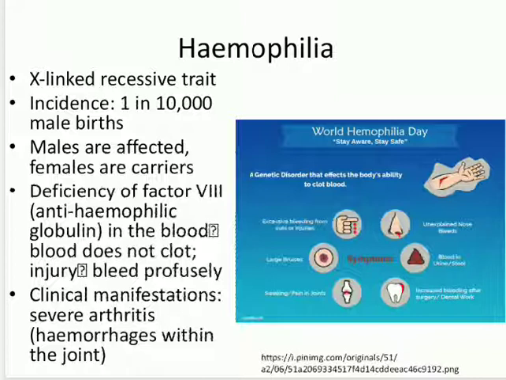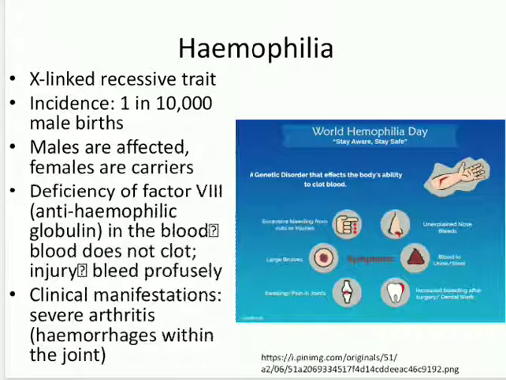Hemophilia is an X-linked recessive trait. Whenever you write the incidence for an X-linked recessive trait, use the term male, because males are affected. So the incidence is 1 in 10,000 males, and there is deficiency of clotting factor 8. So here clotting factor 8 is deficient, so blood doesn't clot on injury.